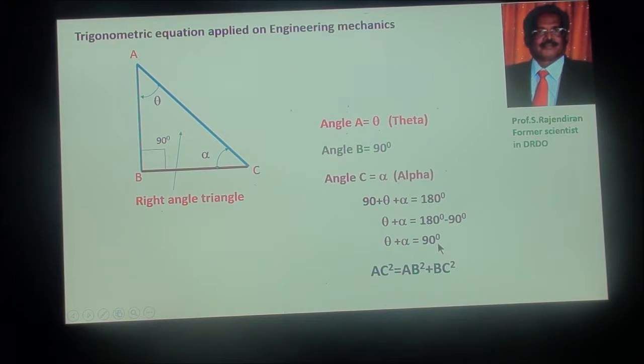And as per Pythagoras theorem, AC square equals AB square plus BC square. So these two pieces of information one should know initially. I am trying to concentrate only on resolving forces. There are many other properties of triangles available. We will see later on.